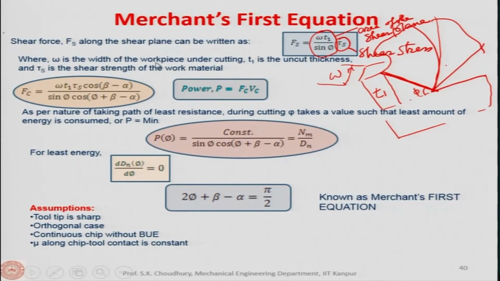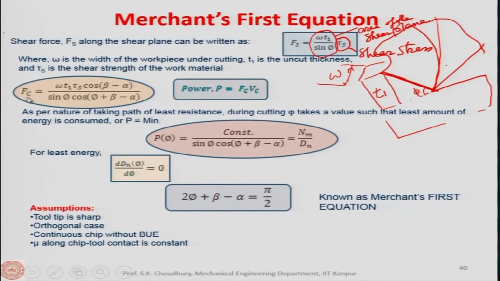This is the shear stress which is applied during the process, where W is the width of the workpiece under cutting, and T1 is the uncut thickness. Tau s is the shear strength of the work material. So, this is equivalent to the shear stress. I said this to you earlier also in our discussion.